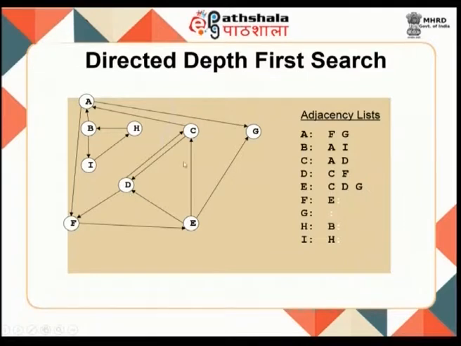D has edges to C and F, E has edges to C, D and G. F, where is F? F has an edge to E, G has no outgoing edges, H has edges to B and I has an edge to H. So, this is the adjacency list representation of a graph. We will go into this detail when we talk about graphs, but here we are looking at it only for a depth first search.